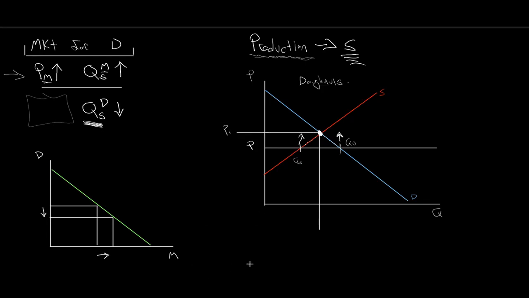So there's P1. Keep in mind, if we want to compare the quantity, the original we'll call Q0 and the new Q1. So what did we witness?